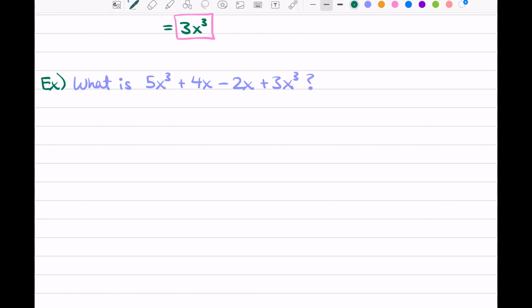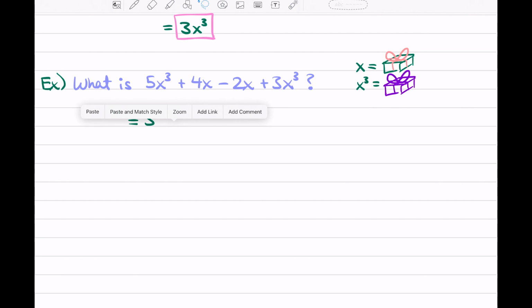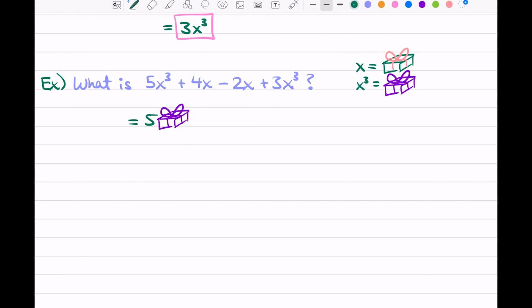So let's try to simplify this. Instead of x, we're going to have our original present. We'll substitute that in. And instead of x to the third power, we're going to have our purple present. So we can rewrite our problem as 5 times purple present plus 4 times our green present minus 2 times our green present plus 3 times our purple present.